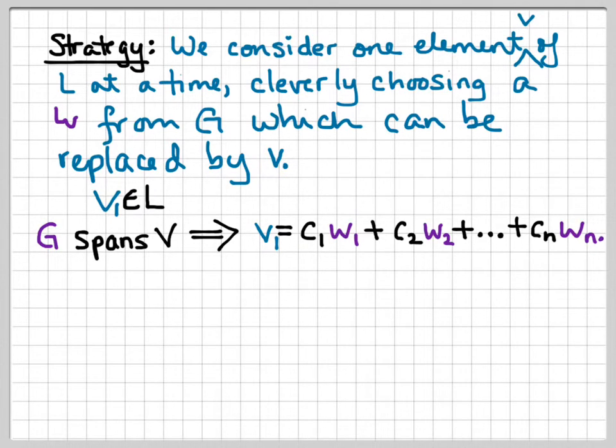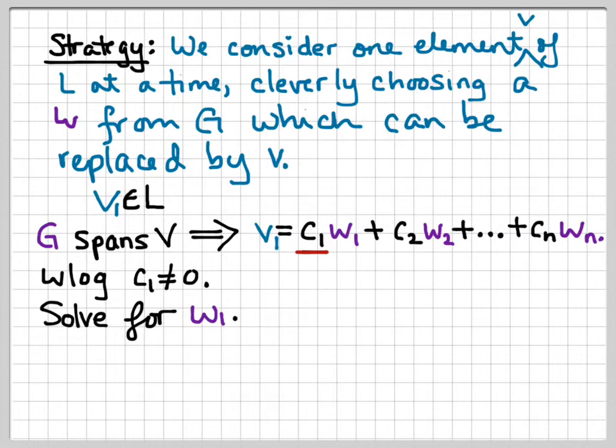Who knows which one? But what I can do, since I don't really know anything about what these vectors are, is just go ahead and reorder, just rename them so that it's the first one, so that I can assume that that one right there is not 0. And the way I would write that in a proof is I would say, without loss of generality, C1 is not 0.